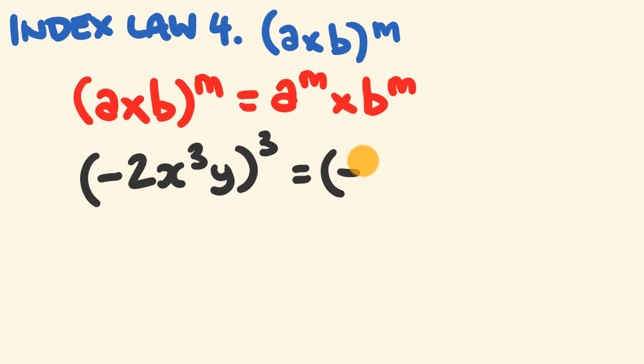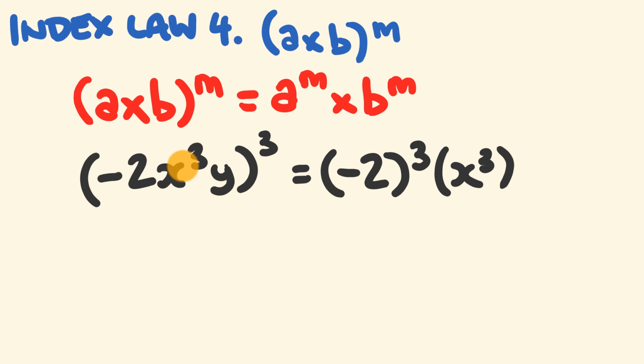So we'll have negative 2, and that's being raised to the power of 3. Next we have x, that's being raised to the power of 3. So this is going to be x cubed, and that is all being raised to the power of 3. And then finally we have y to the power of 3. Now let's go through and finish this off.